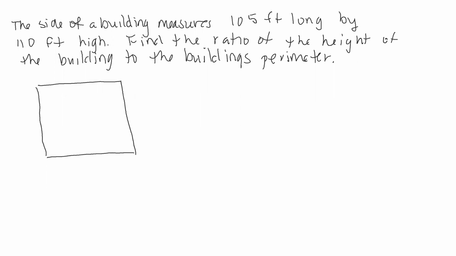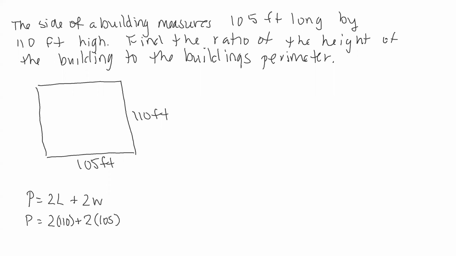Now, for this building, we're saying it's 105 feet long, 110 feet high. The perimeter, all you have to do is take twice the length and add twice the width. So if we said the length of the building was 110 and the width of the building was 105 rather, then you just take 2 times the length, 2 times the width. And that kind of makes sense, because if this side right here is 110, then the side opposite it would have to also be 110. If this side is 105, the side opposite it would be the same thing.